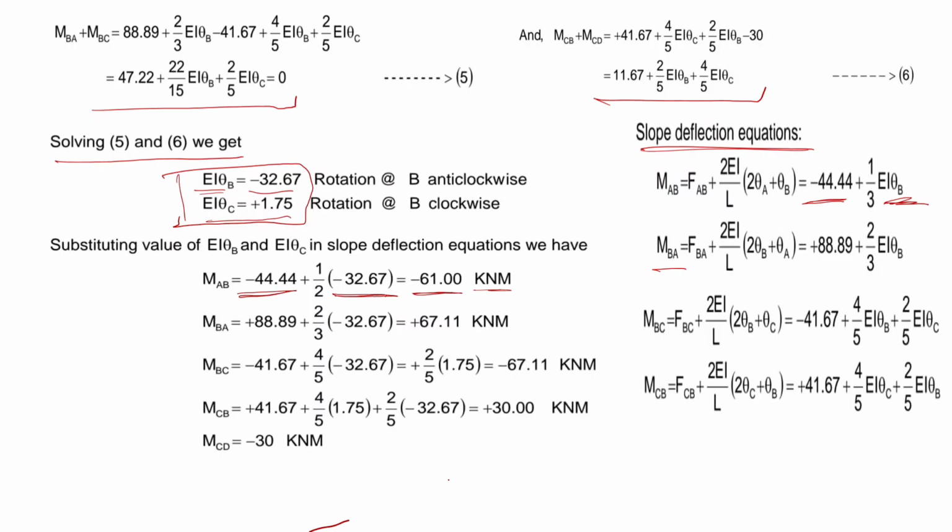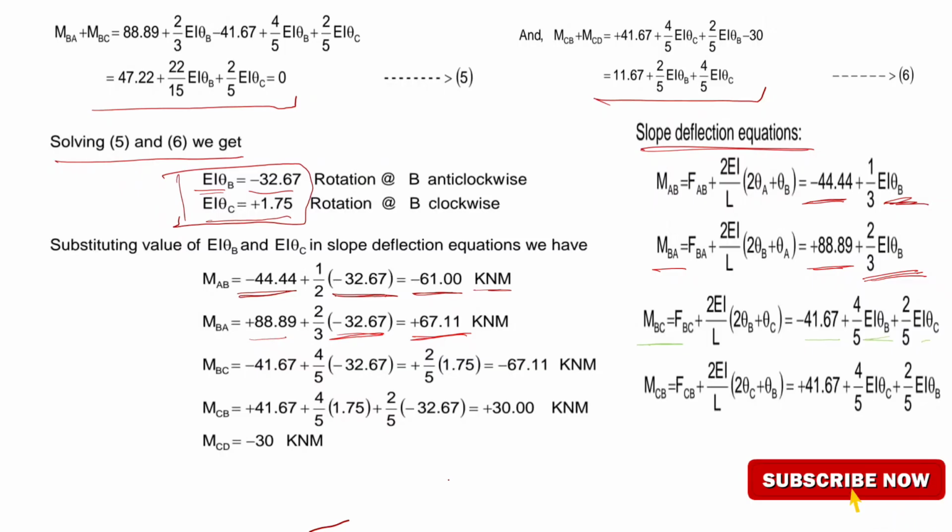MBA is equal to 88.89 plus 2 by 3 EI theta B. So 88.89 plus 2 by 3 into minus 32.67, we will get 67.11 kilonewton meter. From MBC, minus 41.67 plus 4 by 5 EI theta B plus 2 by 5 EI theta C. So we will get minus 67.11 after replacing EI theta B by minus 32.67 and EI theta C by 1.75.